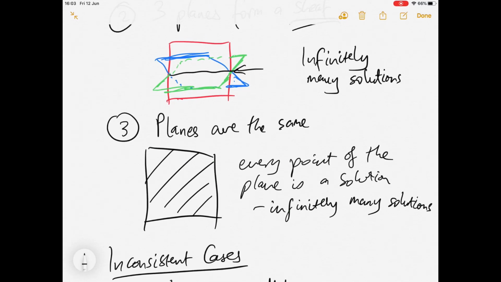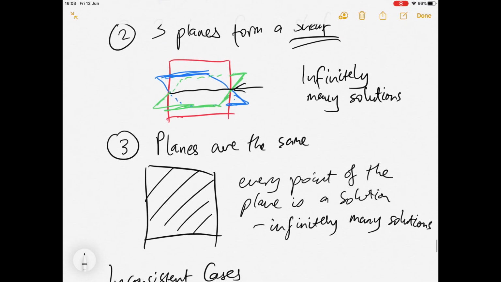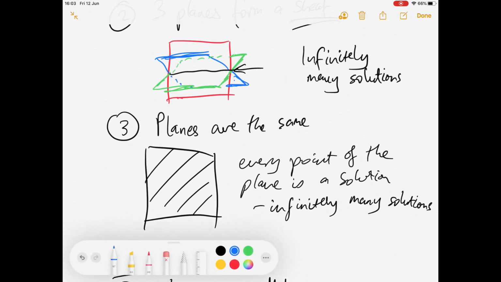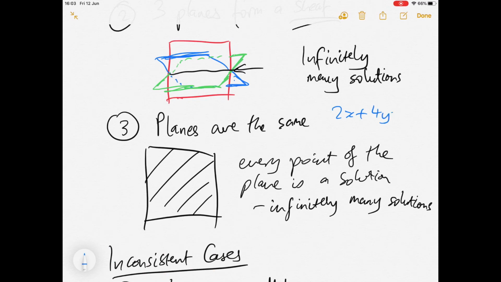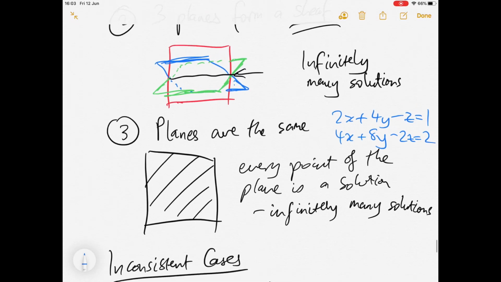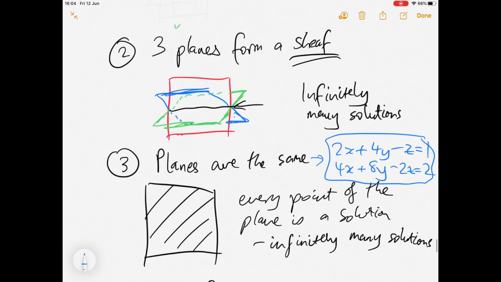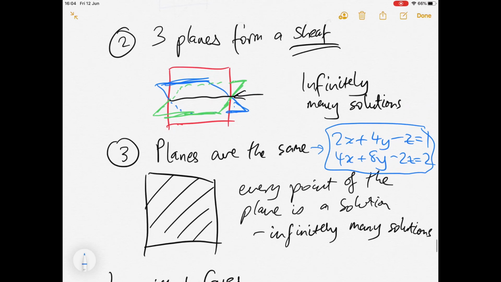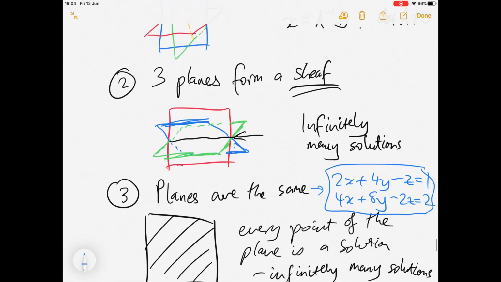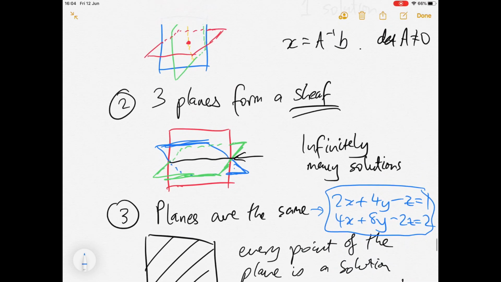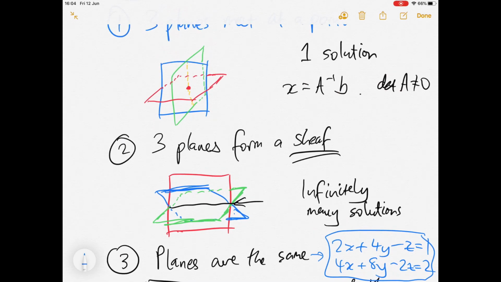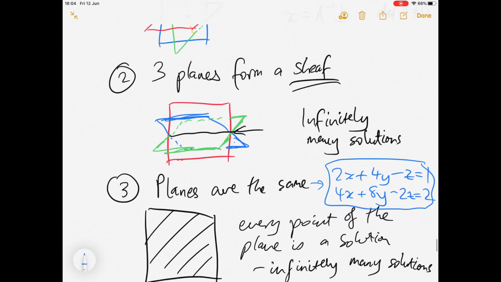The planes are the same if their equations are the same. I mean, possibly you could have something like this. These are the same. If you divide the second one by 2, you get the first one. So these are the same plane. The equations will either be the same or multiples of each other. So that's how you know if the planes are the same. And then lastly, they form a sheaf if they're not the same, but you have infinitely many solutions.